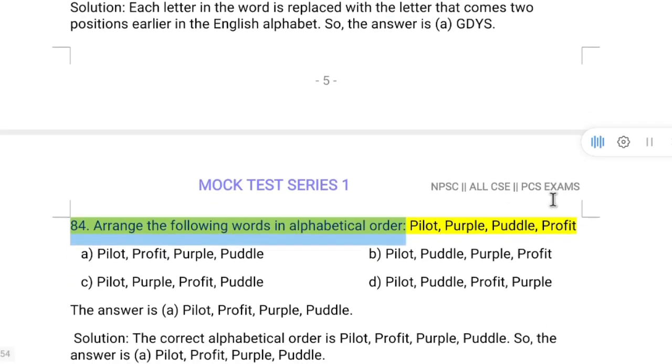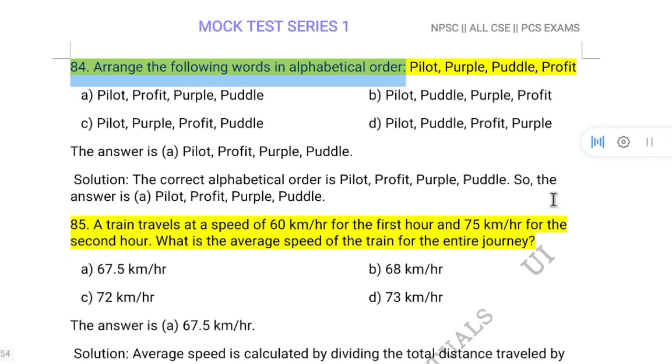GDYS. 84. Arrange the following words in alphabetical order: Pilot, Purple, Puddle, Prophet. A. Pilot, Prophet, Purple, Puddle. B. Pilot, Puddle, Purple, Prophet. C. Pilot, Purple, Prophet, Puddle. D. Pilot, Puddle, Prophet, Purple. The answer is A. Pilot, Prophet, Purple, Puddle. Solution. The correct alphabetical order is pilot, prophet, purple, puddle. So the answer is A.